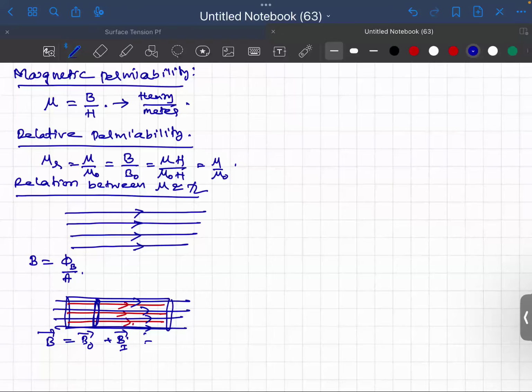Which clearly implies B can be written as B naught, which is mu naught H, plus mu naught I. Any doubt?